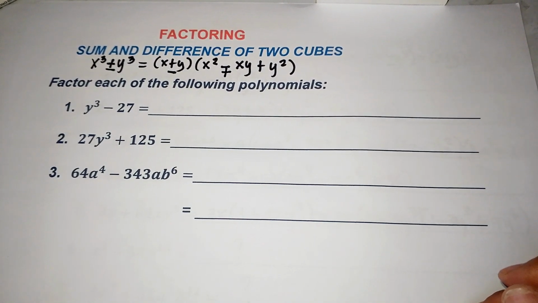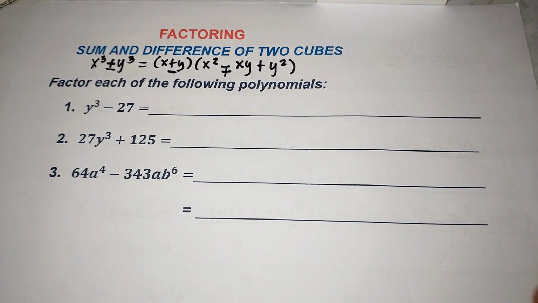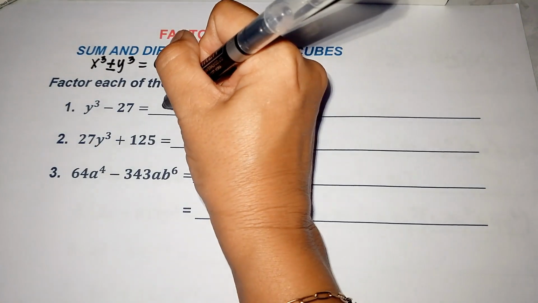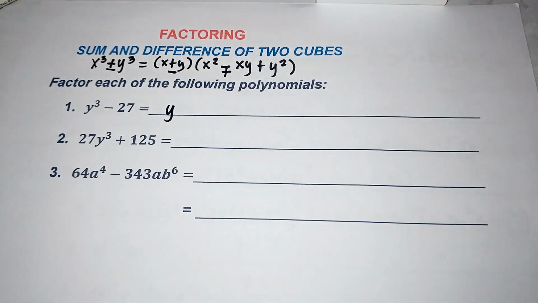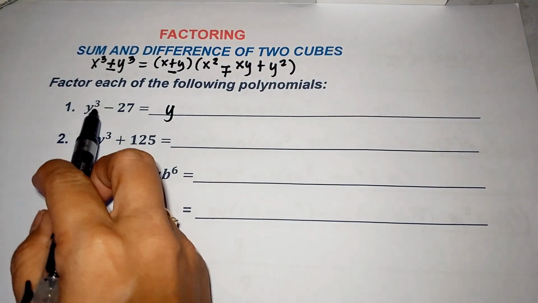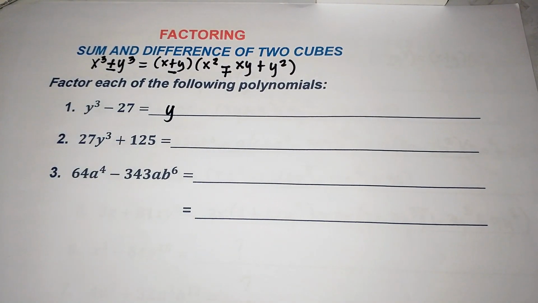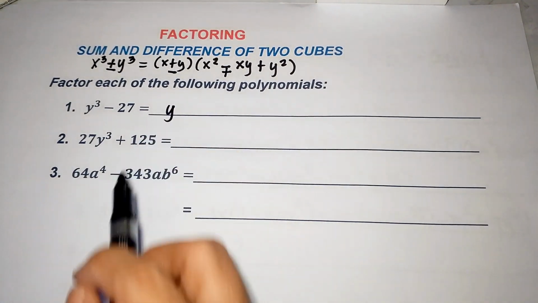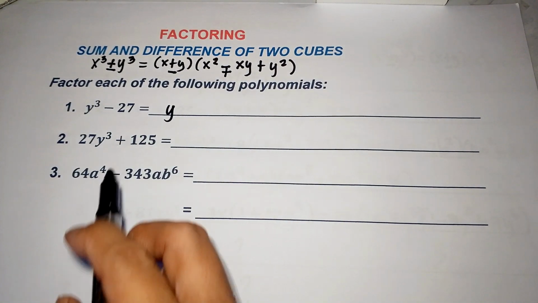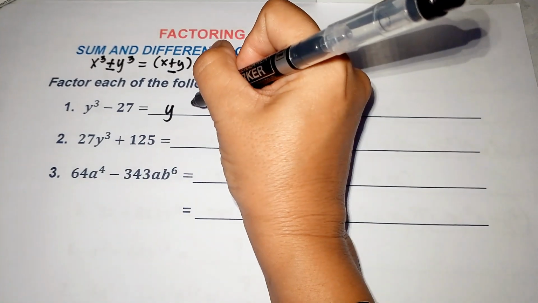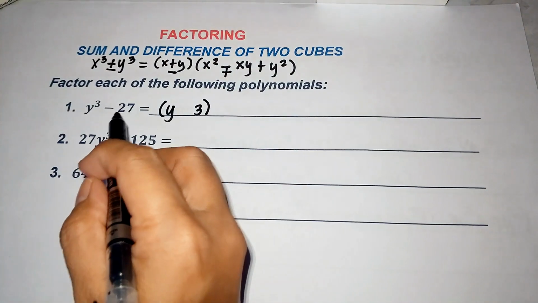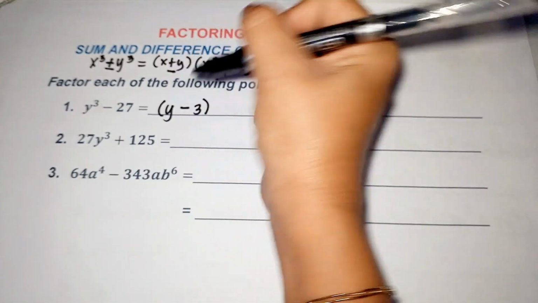So let's factor number 1, y cubed minus 27. Basically, you must know how to find the cube root first. The cube root of y cubed is y. Again, to find the cube root of y cubed, you divide the exponent 3 by 3. So 3 divided by 3 is 1. So y raised to 1, or simply y. And then the cube root of 27 is 3. So this will be the binomial. And since this is minus, you also put a minus sign here.